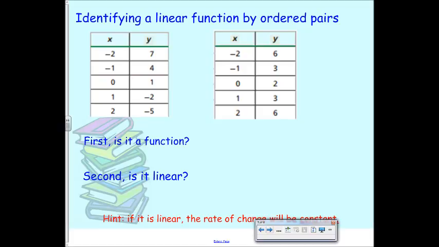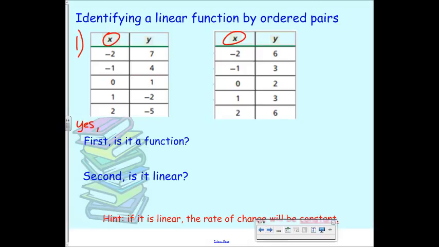So first of all, to see if it's a function or not, we just have to look at our x values. So we just look at our x's, and that tells us if it's a function. So right here on the left side, let's call this one number 1. In number 1, is that a function? Yes. Why? Because x is not repeated. X does not repeat. Therefore, yes, this is a function.